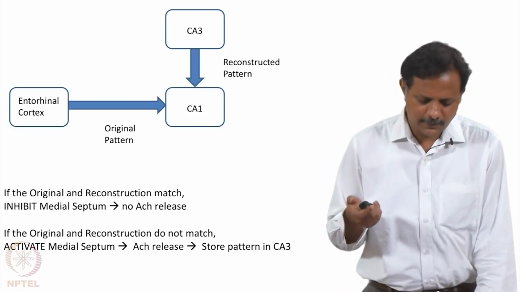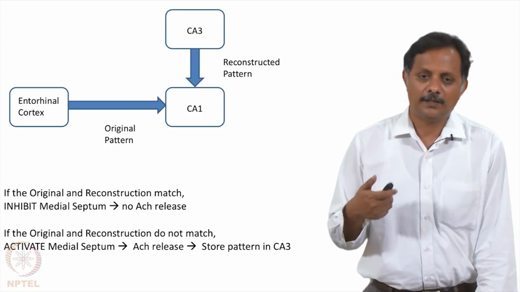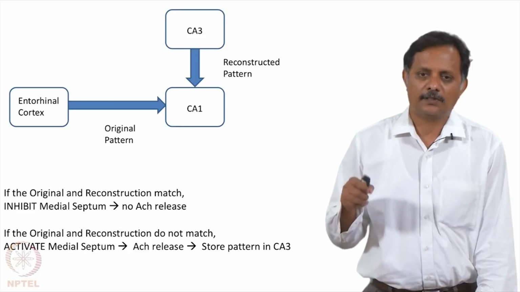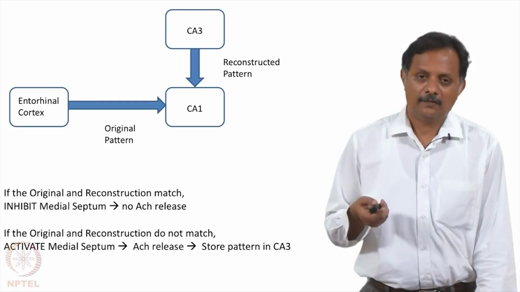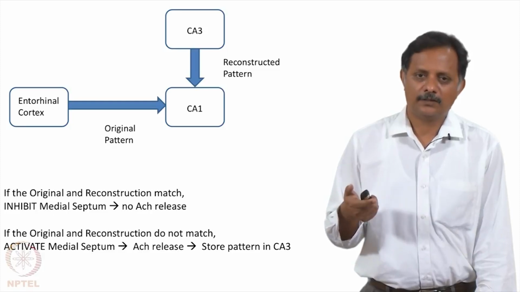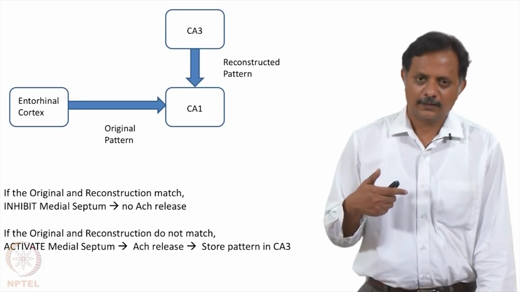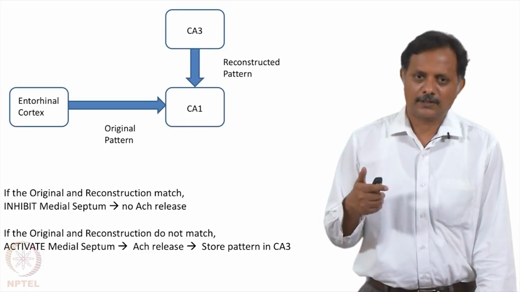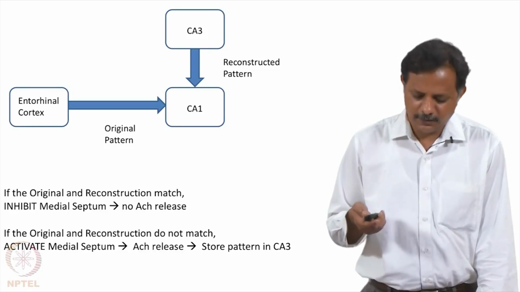Now, the hypothesis is that if the original from the EC and the reconstruction from CA3 match, then CA1 makes this comparison and inhibits medial septum, and that suppresses or blocks release of ACh from medial septum. Whereas, if the original from the EC and the reconstruction from CA3 do not match, then CA1 sends feedback to medial septum, which activates medial septum, and therefore that causes release of ACh. That is released into CA3, as you can see in this picture.